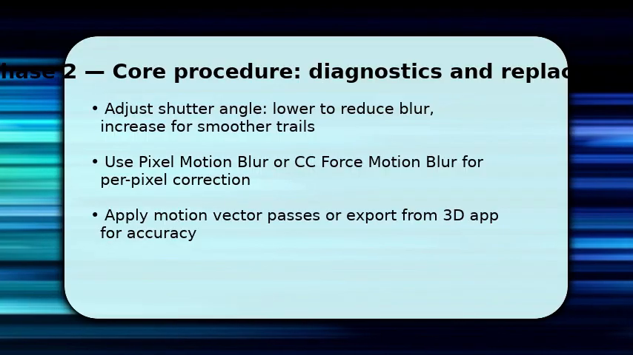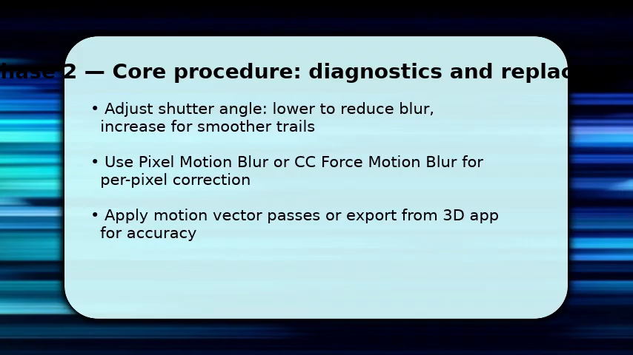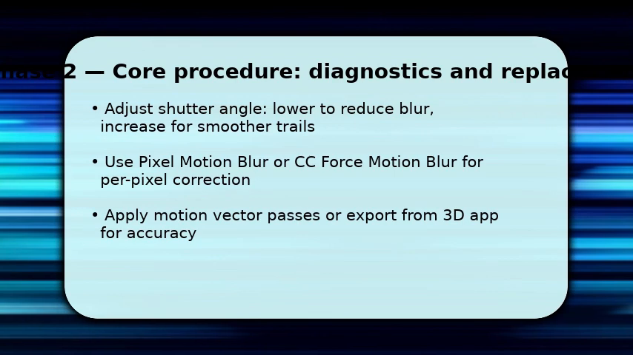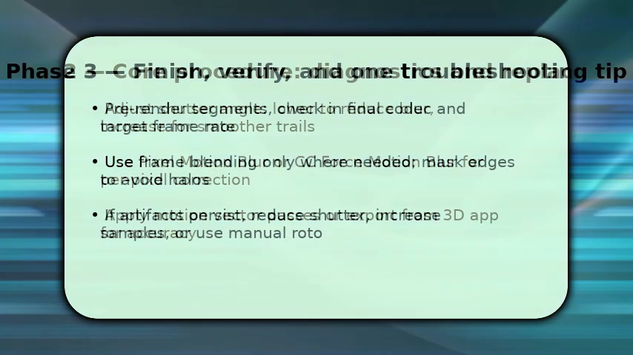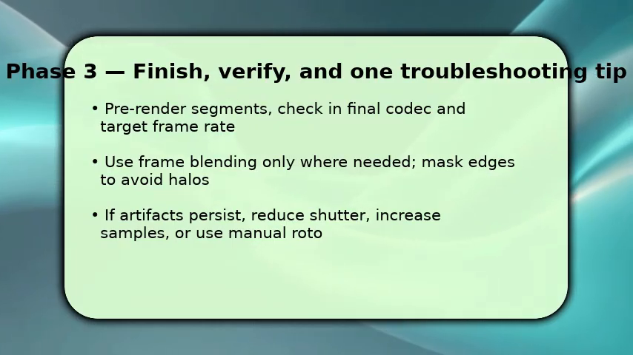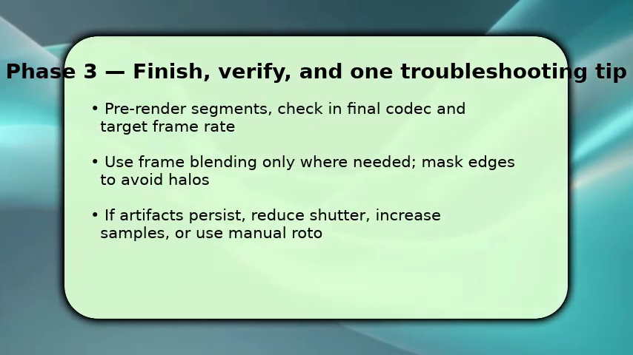For complex 3D or motion track shots, import or render motion vectors from your 3D application and composite them with a vector. Finish by pre-rendering sections to confirm blur quality in your final codec and target frame rate. Real playback often reveals problems not seen in RAM previews.